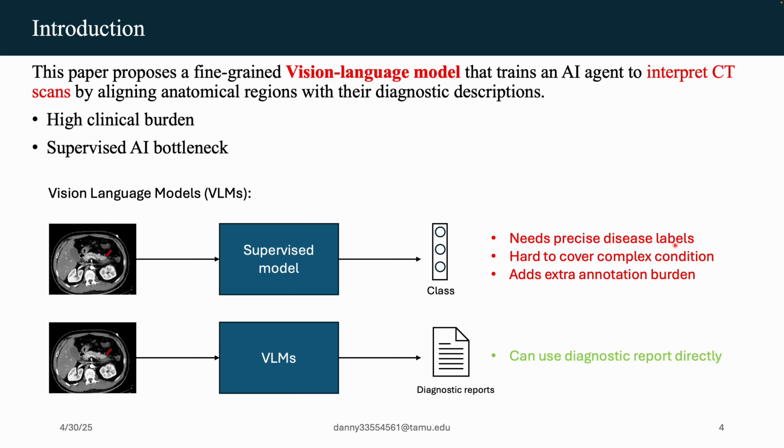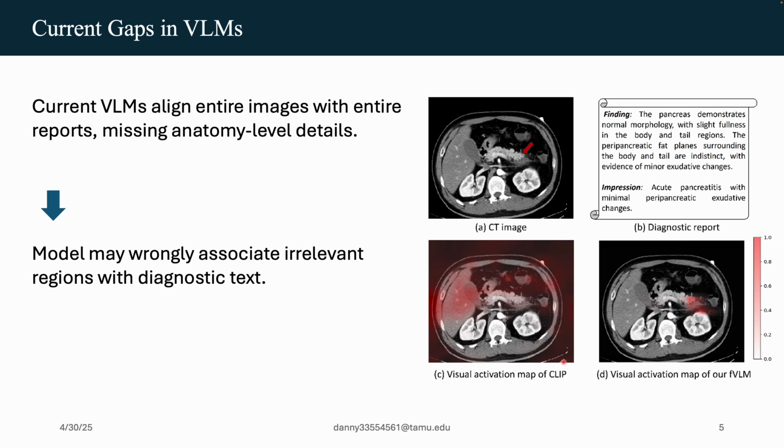On the other hand, for a visual language model, the output is a textual output, which is similar to the diagnostic report. So we can directly use the existing diagnostic reports to train the model. The current gap in visual language models is that they align the entire image with entire reports and miss the anatomy level details. The consequence is that the model may wrongly associate irrelevant regions with diagnostic text.